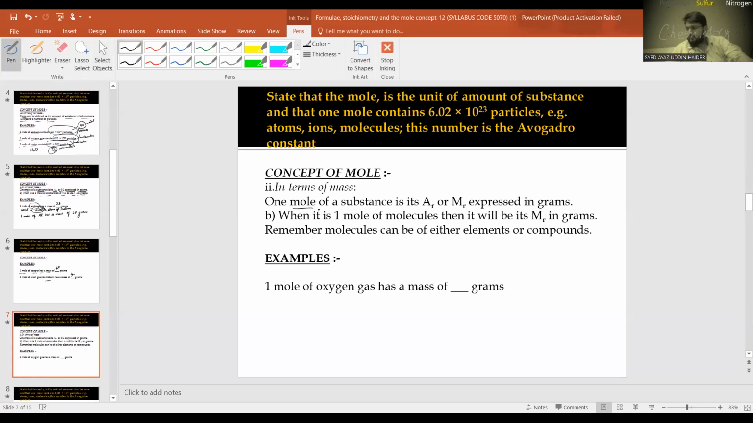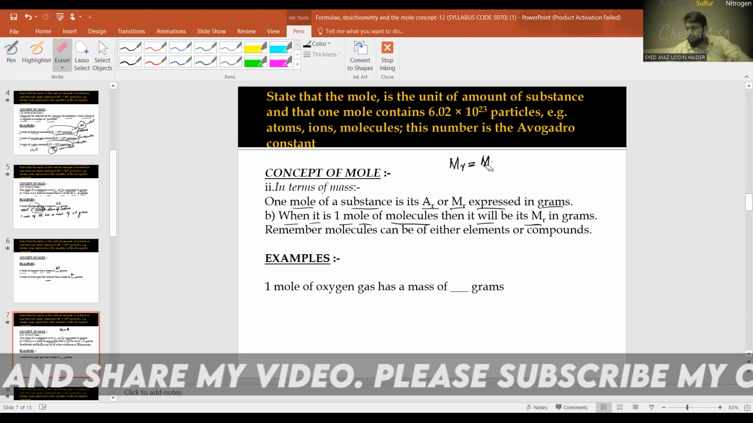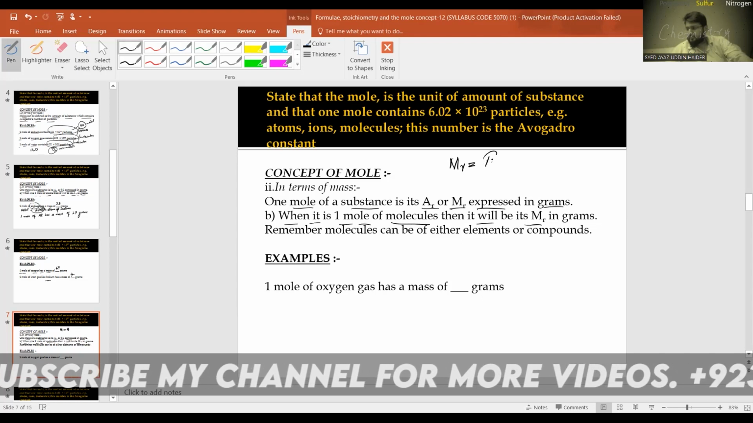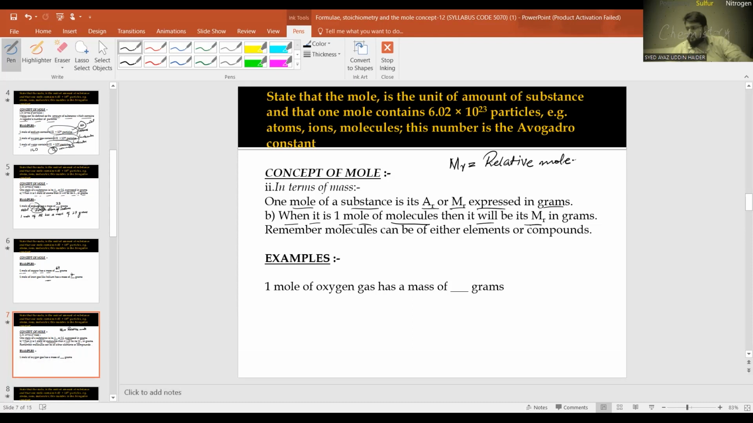In terms of mass, 1 mole of a substance is its AR or MR expressed in grams. When it is 1 mole of molecules, then it will be its MR. Now this time you have MR. MR means relative molecular mass. AR is the relative atomic mass. So remember, molecules can be of either elements or compounds.